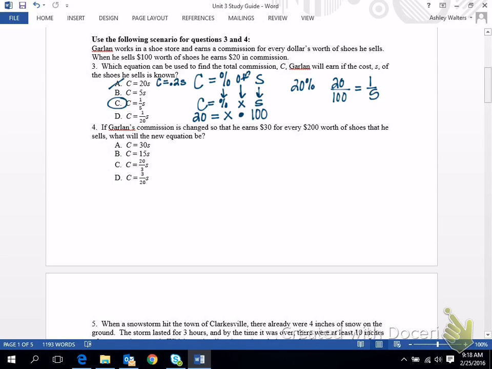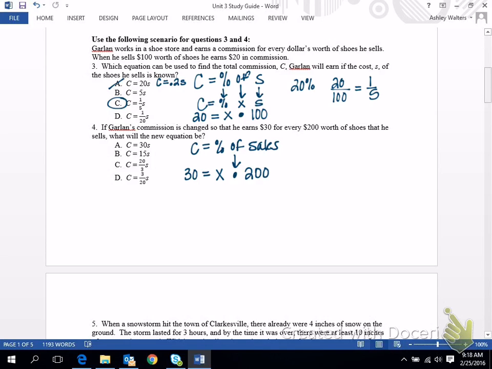In number 4, it says if Garland's commission is changed so that he earns $30 for every $200 worth of shoes that he sells, what will the new equation be? So we can do the same thing, saying that the commission will be a percent of sales. Of means that we're going to multiply. The amount of sales that we now have is $200 worth. We're looking to figure out what the percent will be, and the commission that he earned was $30.